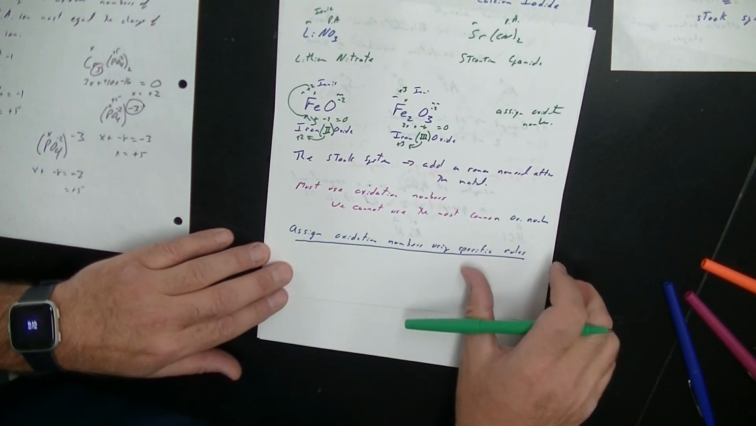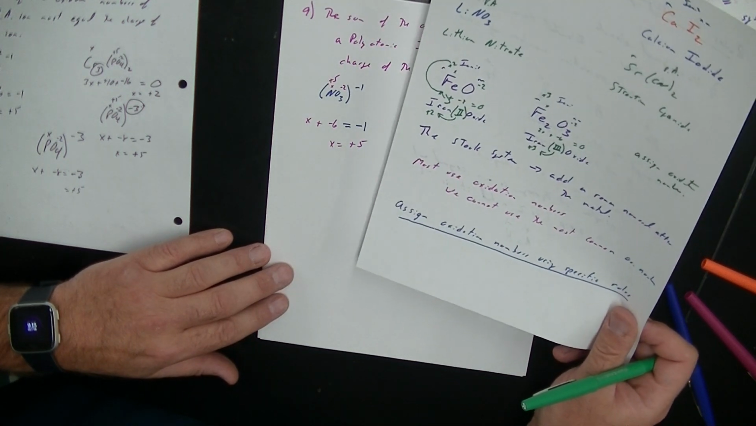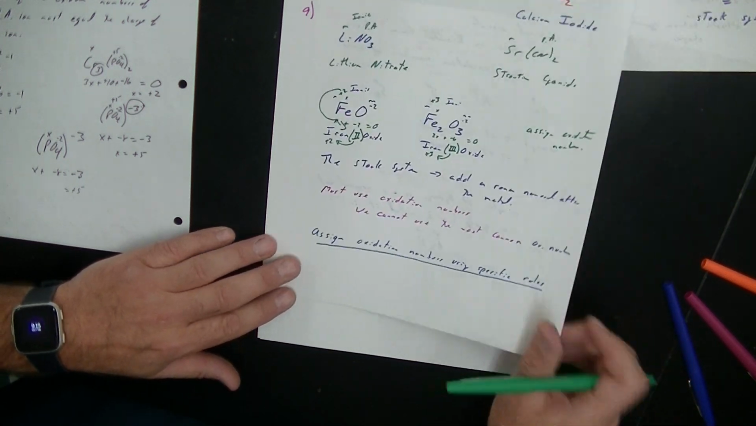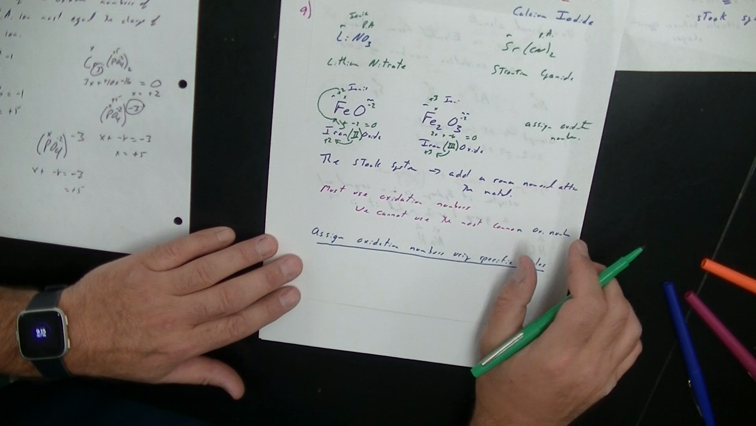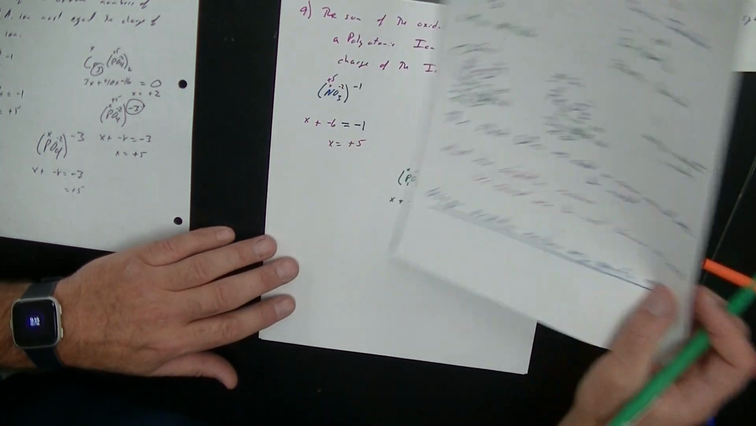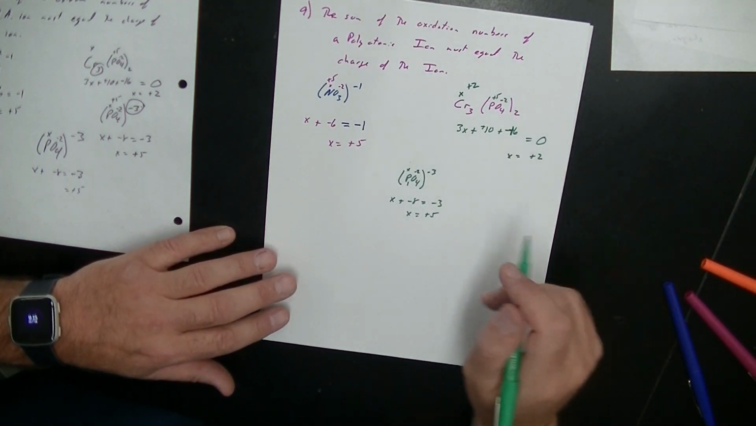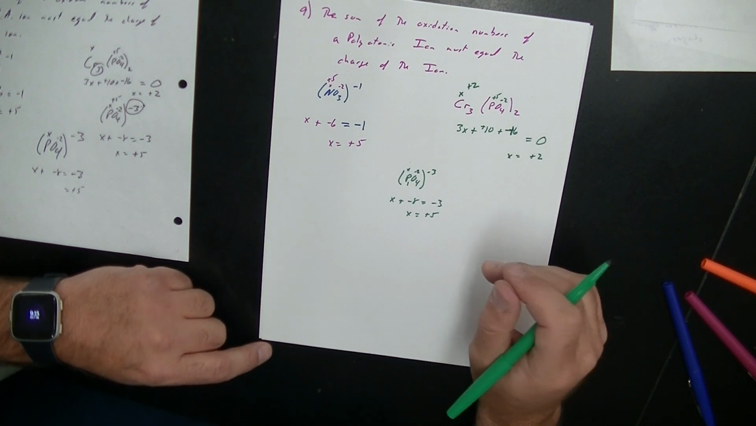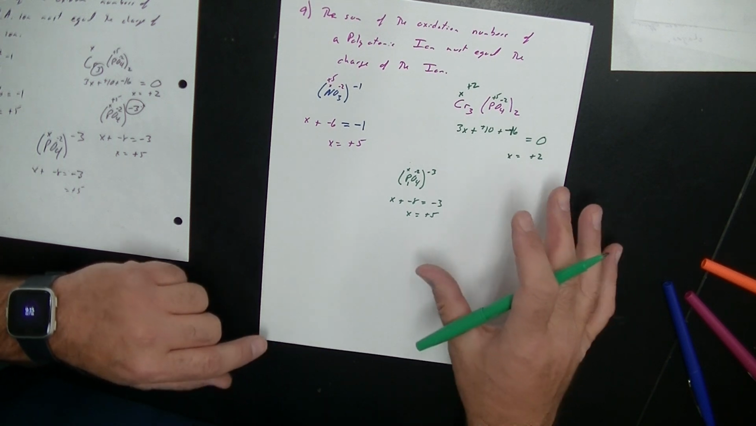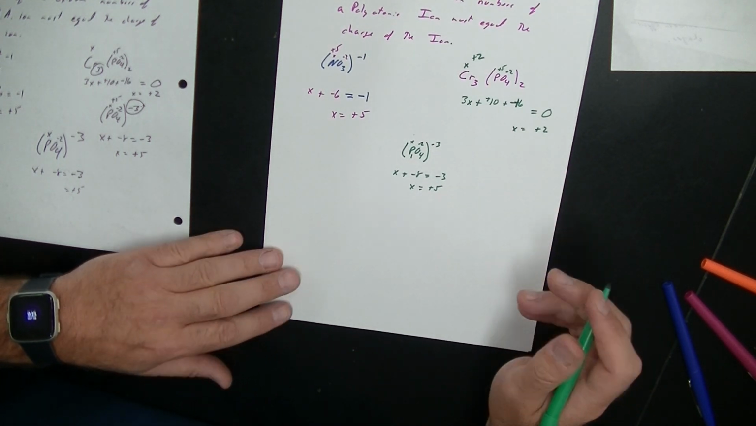That's why we need to use the stock system. Now the only time you have to use that stock system is with the transition elements. That's it. Because they can display different oxidation numbers.